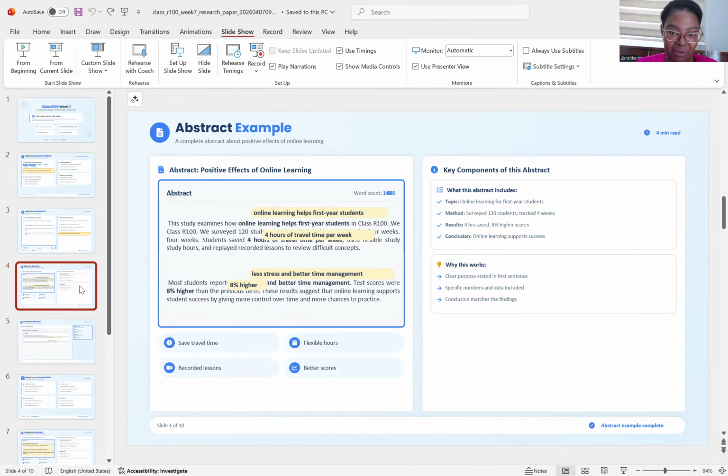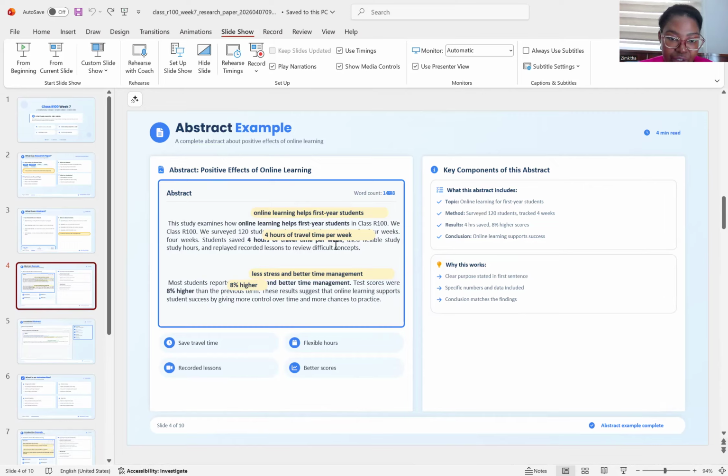So this is an example of an abstract paragraph. Let's read it together. It says, this study examines how online learning helps first year students in class Reading 100. So already it tells me what the study is. It tells us online learning helping students, not online learning not helping, no, it tells us exactly.